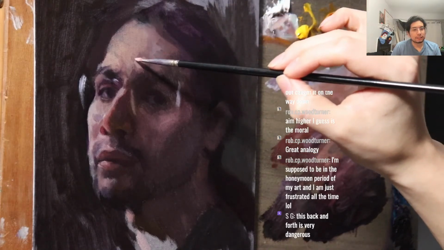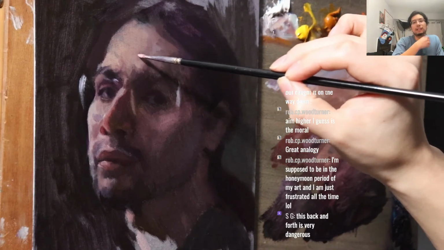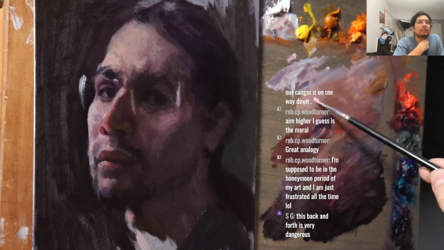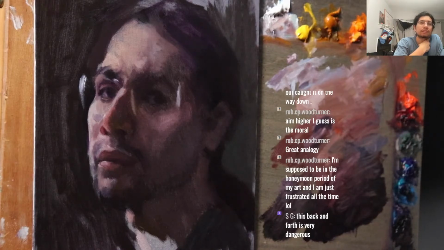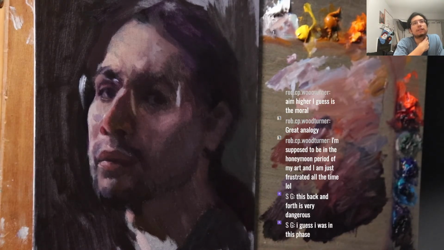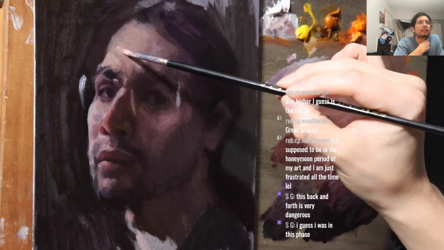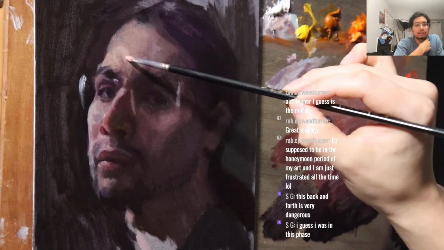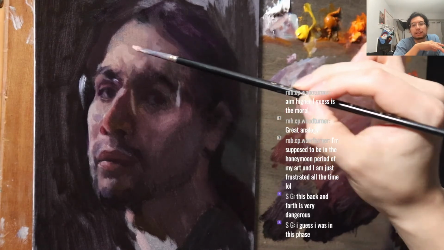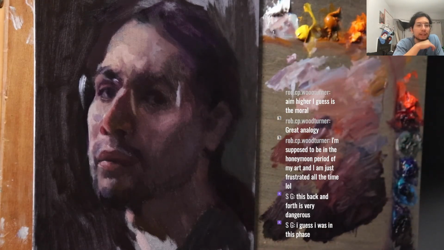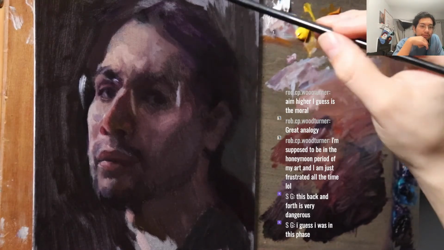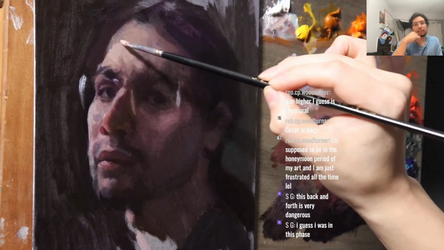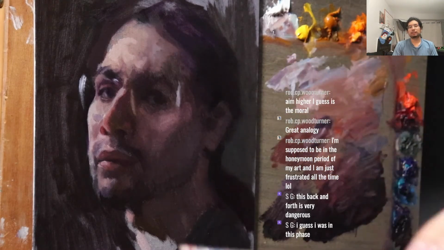SG, the back and forth is very dangerous. Yeah, it is. I'm not saying it should be like in December you're doing really well, and in January you're upset, and then February you're good, and then March you're upset. It's not necessarily like that. It varies. There's time gaps. So SG, yeah, you were in that place. And don't feel bad, everyone. That's the way it is.